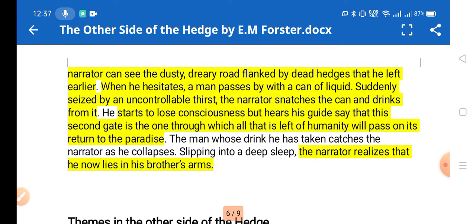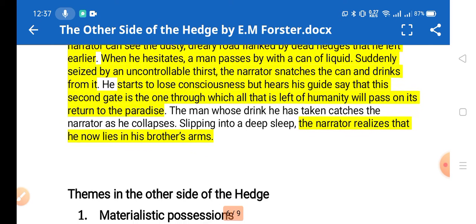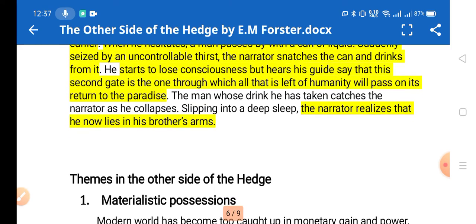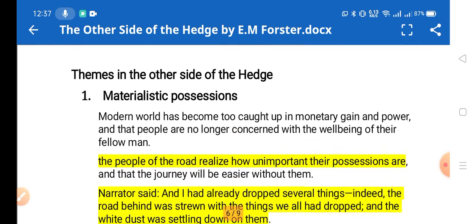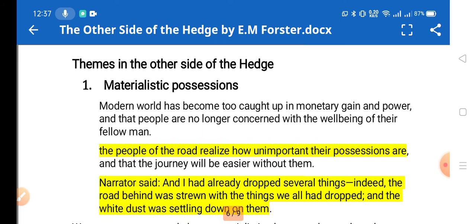When he hesitates, a man passes by him with a can of liquid, and suddenly seized by uncontrollable thirst, the narrator snatches the can and drinks from it, and he starts to lose consciousness. And here his guide says that this second gate is the one through which all that is left of humanity will pass on its return to paradise. After that the narrator realizes that he now lies in his brother's hands, and he was dead and he was in heaven. This is the story, and we'll move to the themes of the story.